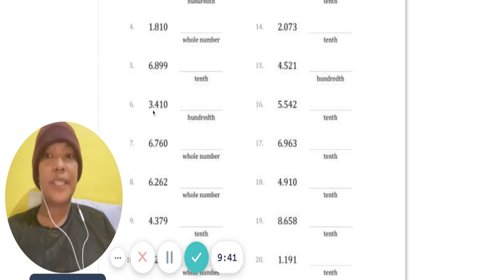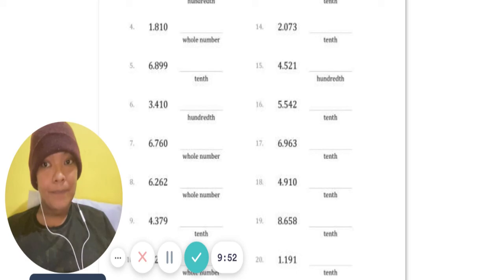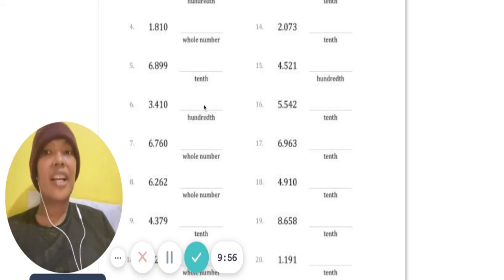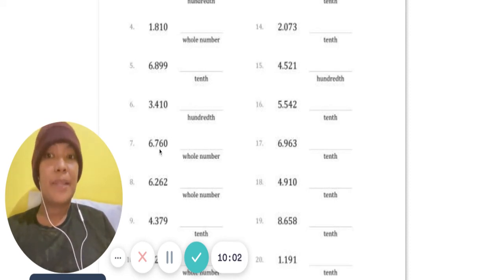So, how about number 6? 3.410. So, 100 is 1. Ano po yung nasa right side? 0. So, that is less than 5. Okay? So, rounding down. So, you retain. So, your answer is 3.41.